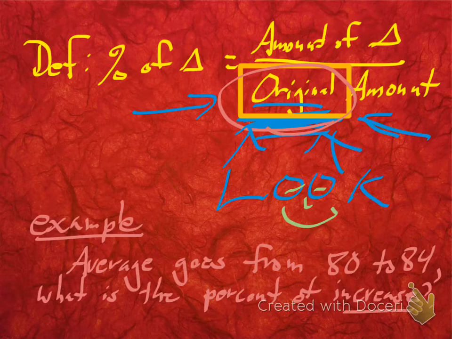How do we find the percent of increase from 80 to 84? All right, well, according to this definition right here, we have the amount of change. We've got to figure that out. We can do that in our heads. What's the change from 80 to 84? It's 4, right? And what do we put underneath on the bottom for the original amount? Obviously the 80, because that's what I started with. So let's go ahead and solve this problem.